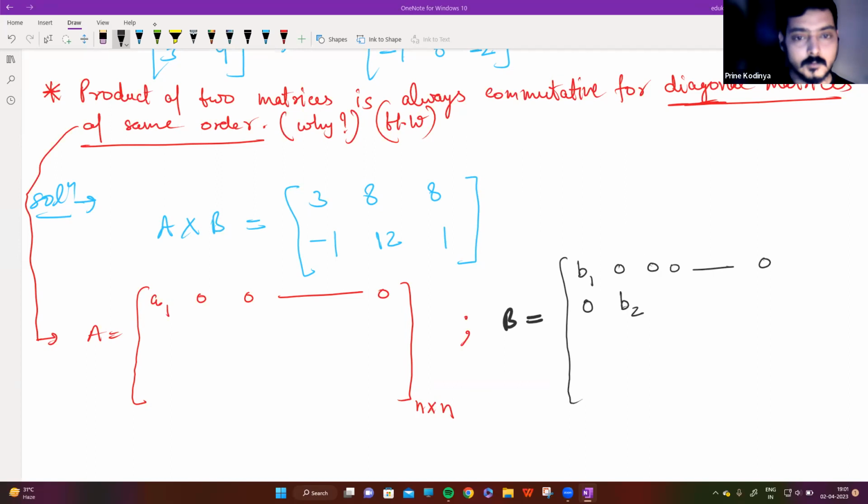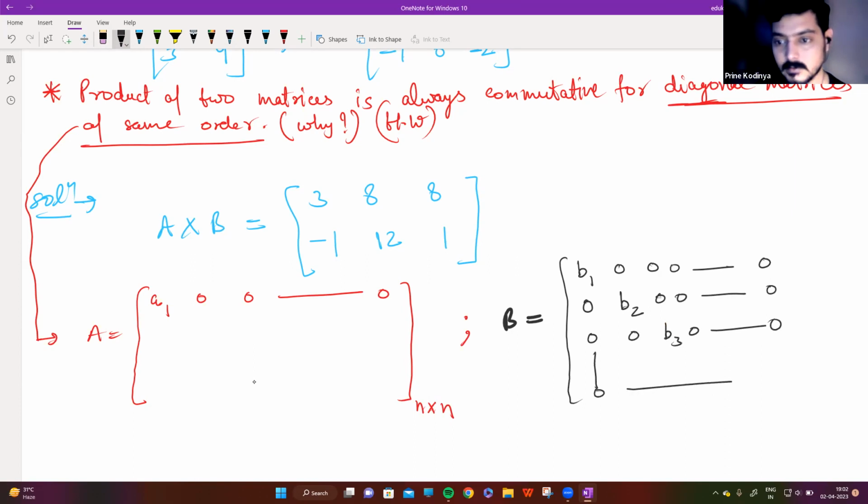So we have these two matrices. One matrix is A and one matrix is B. So I'm writing B first. There are n rows and n columns in which all the diagonal elements have some value. I don't know what. At least one should be non-zero, right? And all other elements are zero. Did you get the pattern I'm trying to follow? So all the diagonal elements are B1, B2, B3 up to Bn, and all the non-diagonal elements are zero.